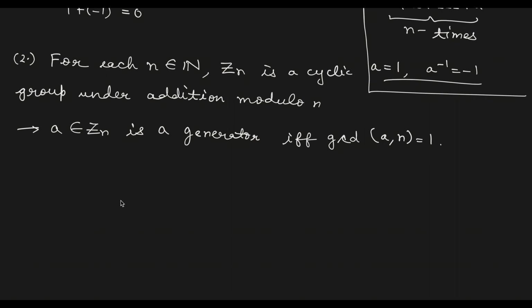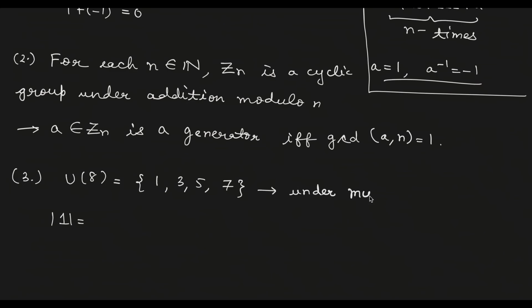Next, U8. Tell me the elements of U8. I don't know about this. U8 will have all the elements whose GCD with 8 is 1. So 1, 3, 5, 7. Now order of 1 is, and this group is under multiplication.